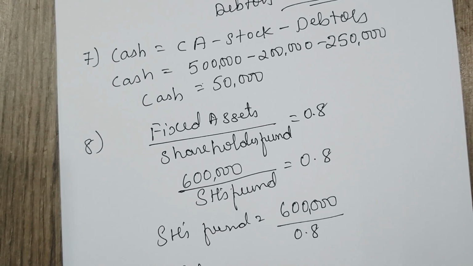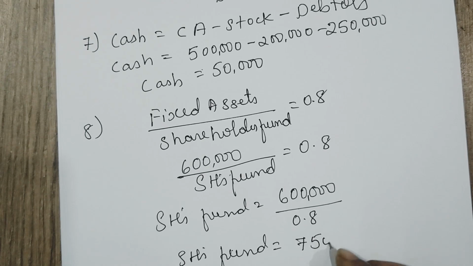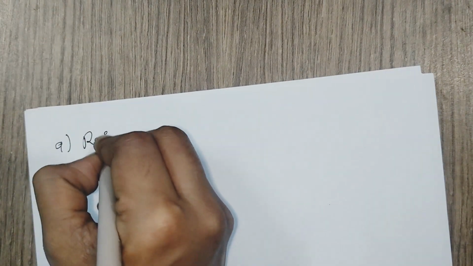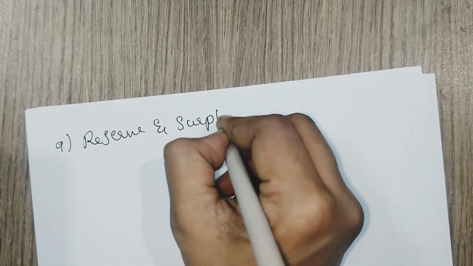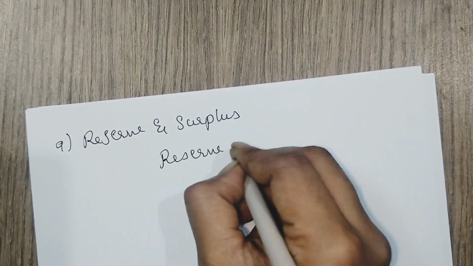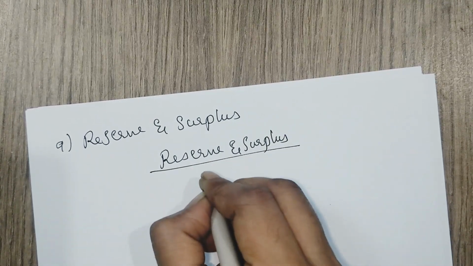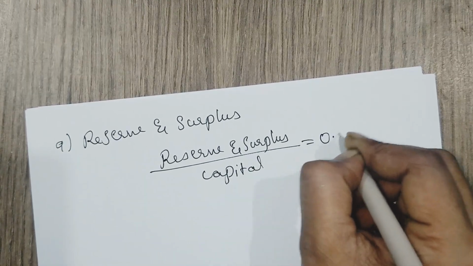Shareholders fund is how much? 7 lakh 50,000. Now let us calculate reserve and surplus. Last one, reserve and surplus divided by capital equals 0.50.